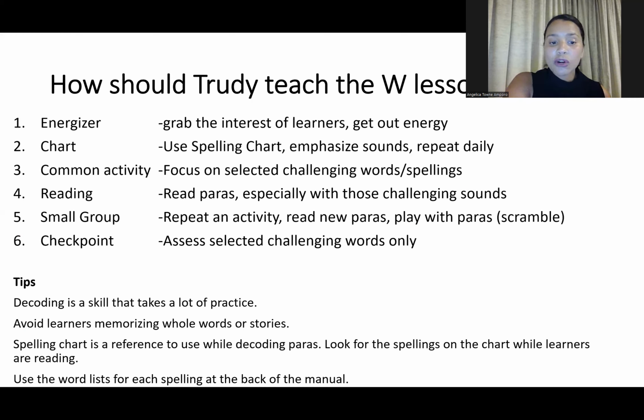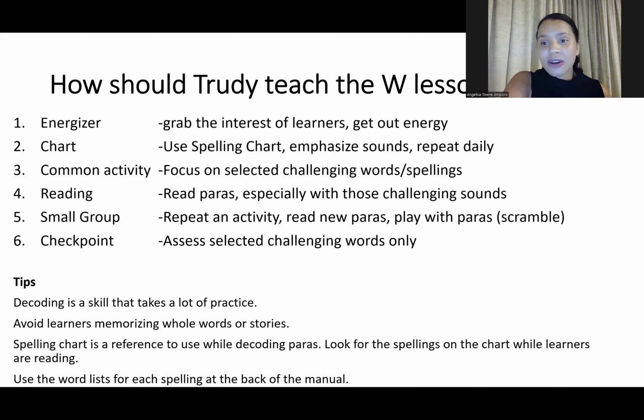Then we do our small group activity. Small group activities, you either repeat something that you did earlier, maybe you go over the chart again, everybody goes over the chart in their little groups, or they do the common activity again in their little groups, or they read that same para again in their little groups, or you give them new paras to read in their groups.